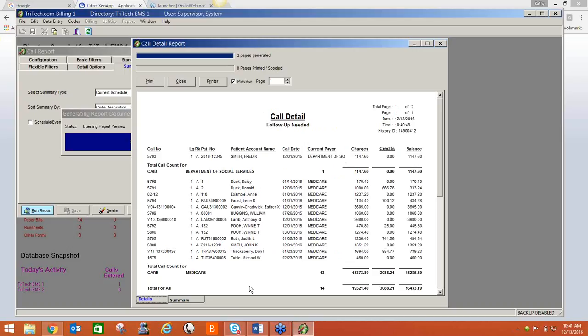Again, most people do run this report almost on a weekly basis so that they stay on top of those calls that need to be reviewed, but most certainly you'd want to look at this at the end of the year as well.